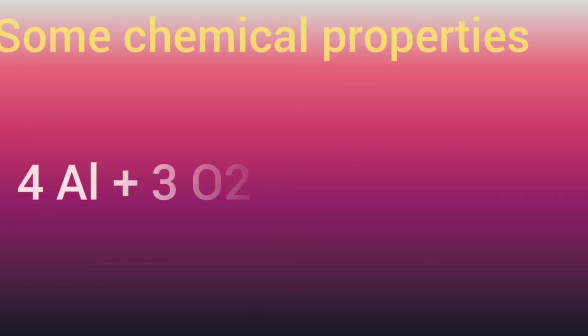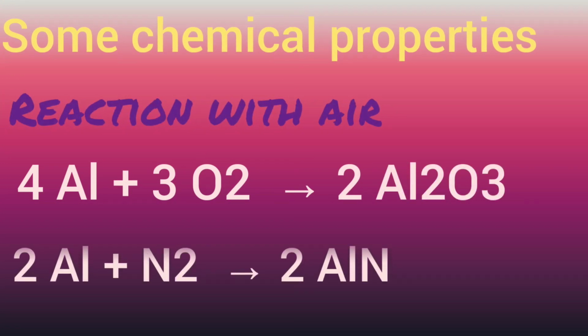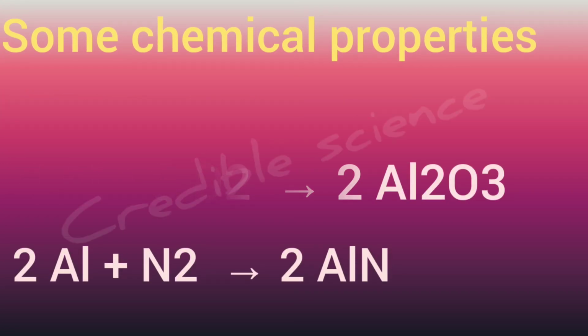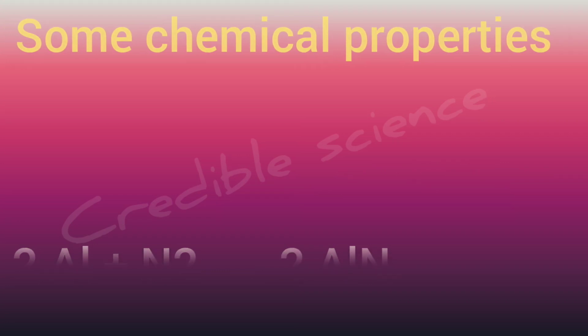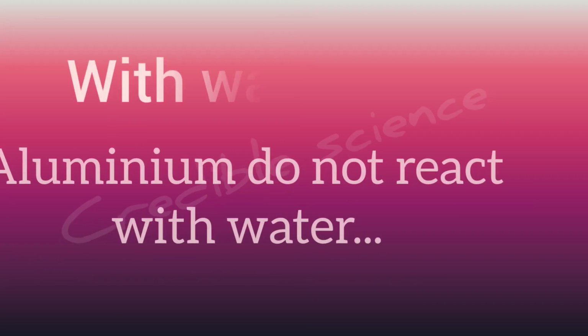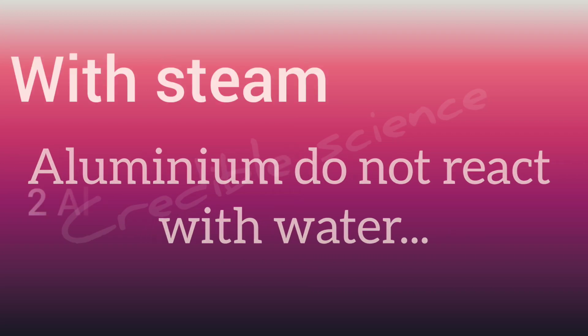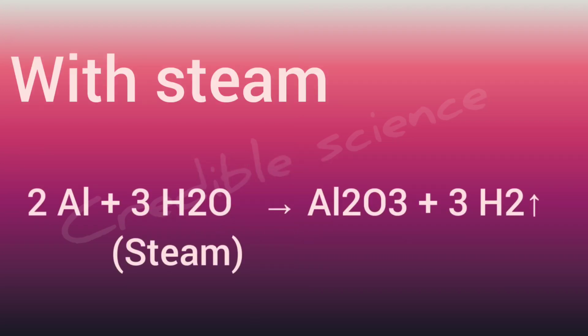Now, some of the chemical properties. What happens when aluminium reacts with air? With oxygen, it forms aluminium oxide, and with nitrogen, it forms aluminium nitride. What happens when it is treated with water? It does not react. But with steam at high temperature, it forms aluminium oxide and hydrogen gas.